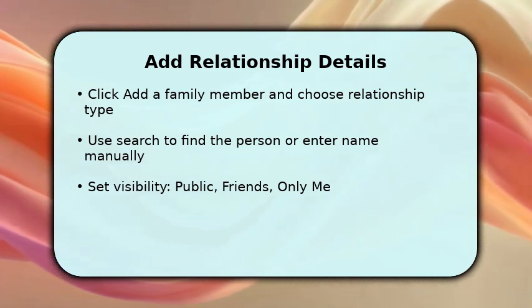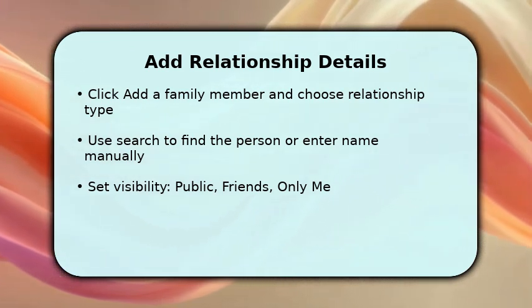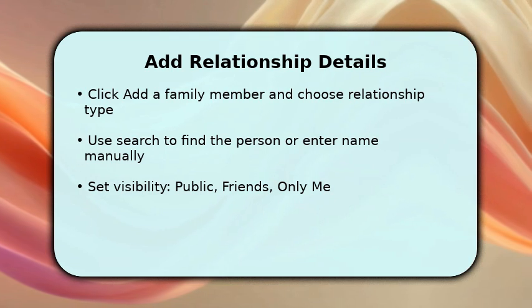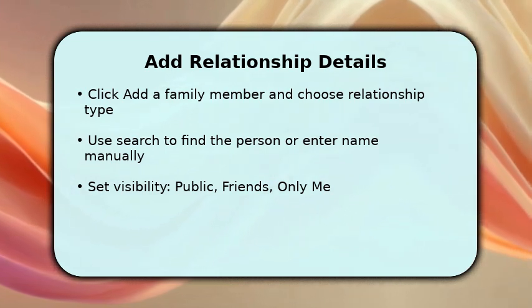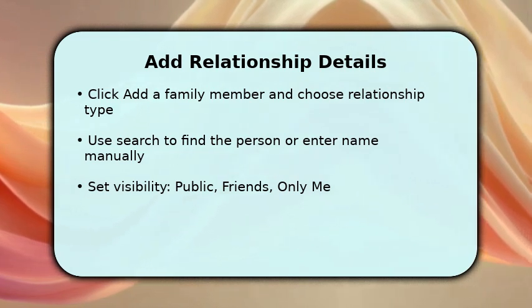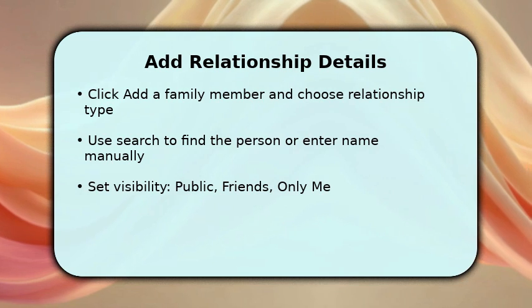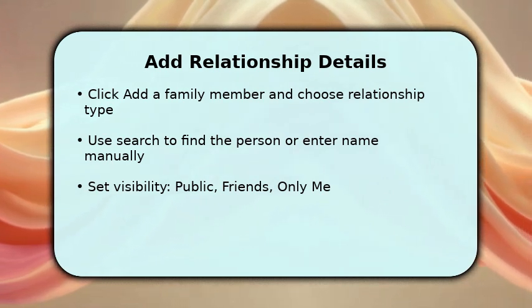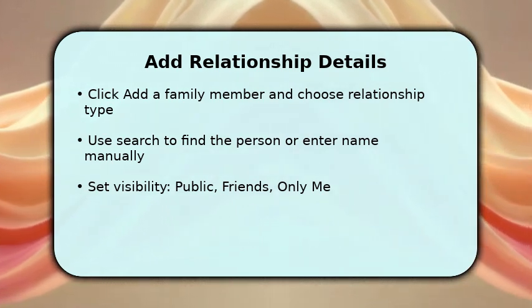Then use the search box to find the person or type their name. If they are not found, enter the name exactly as it should display. Next, choose Visibility Settings: Public, Friends, or Only Me, because this controls who can see the family link. Once done, review the entry before saving to avoid mislabeling.